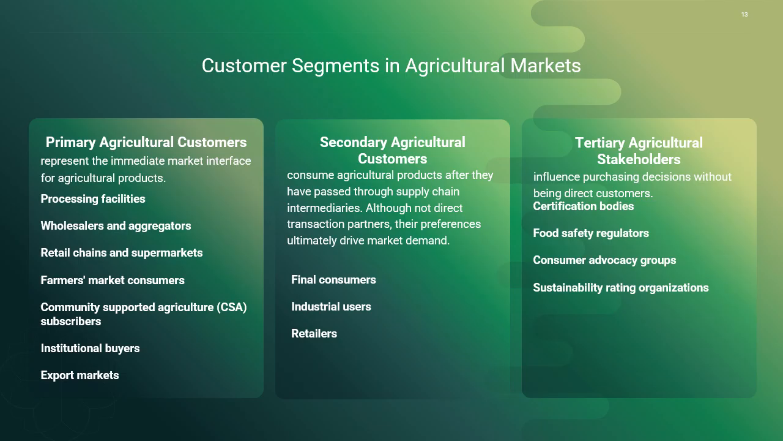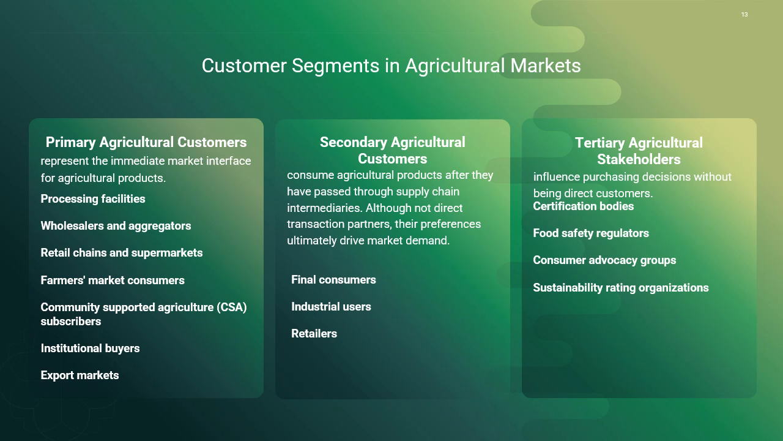Farmers market consumers purchase directly from producers, valuing freshness and personal connection. Community supported agriculture subscribers commit to ongoing relationships with farms, sharing both harvest abundance and production risks. Institutional buyers, such as schools and hospitals, require consistent volume with specific nutritional and safety standards. Export markets demand compliance with international standards and certifications.